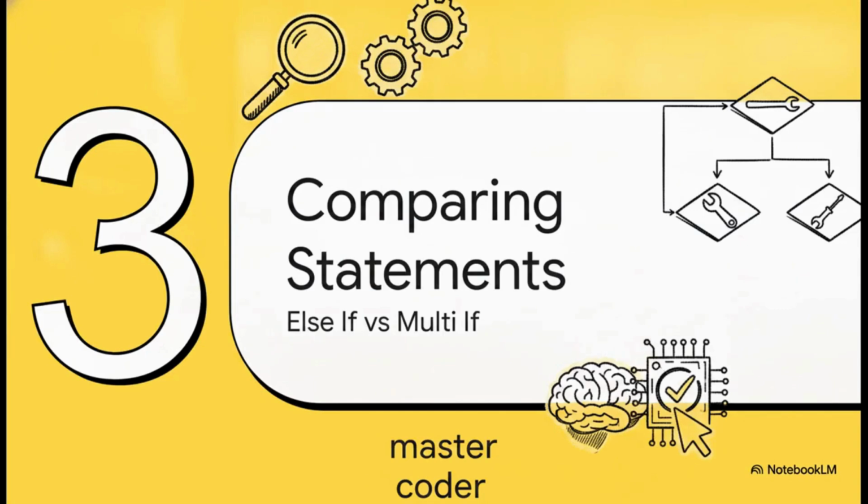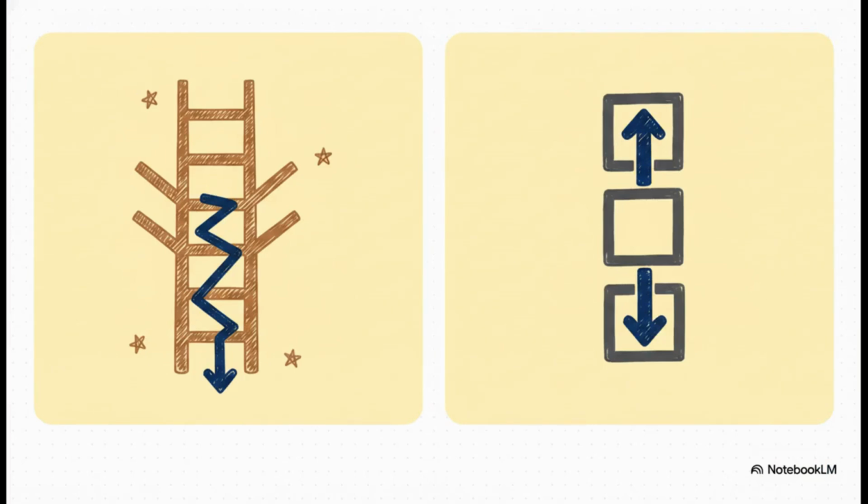Section 3. Comparing conditional statements. Let's briefly zoom out because choosing the right tool for the job is really what separates a beginner coder from a master. So the crucial point is understanding exactly how the compiler reads your code. On the left, we have the else-if ladder. Remember the rule of one? It picks just one path from multiple options and ignores the rest once it finds a match.